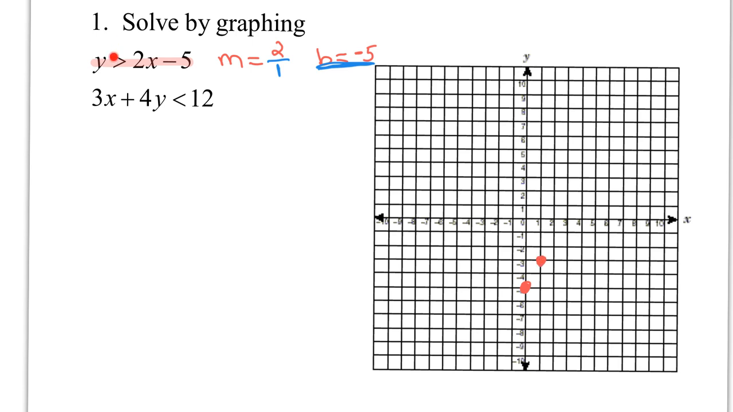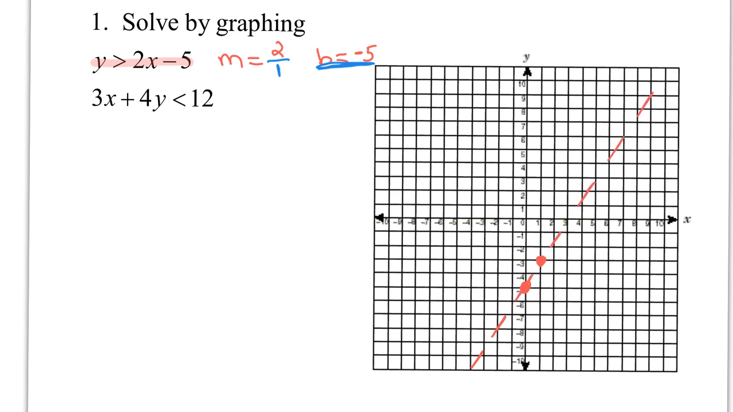The inequality is greater than. So when you have a greater than or a less than, that's going to be a dash line. Another way you can look at it, if you don't have a line on the bottom, or equal to, if you don't have it, that's dash. If you do have it, that's going to be solid. But right now it's dash. So I'm going to make my line. Notice I'm just making a dash line here.